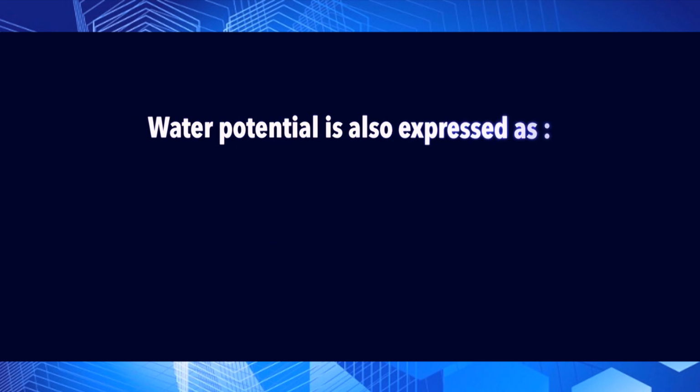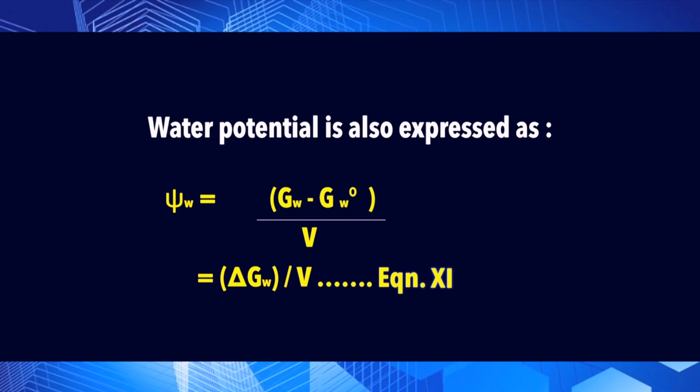Water potential is also expressed as ψW is equal to (GW minus GW naught) divided by V, where GW indicates the free energy of water under ambient conditions, GW naught indicates the free energy of water under standard conditions, and V indicates the volume, and that is actually equal to the change in free energy of water divided by volume, delta GW divided by V.